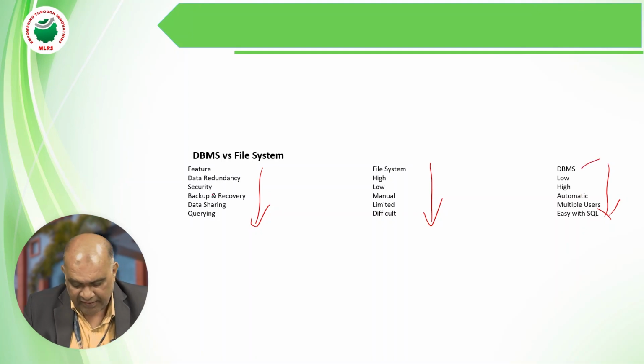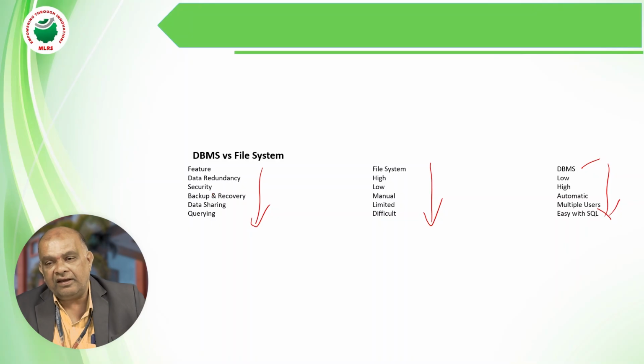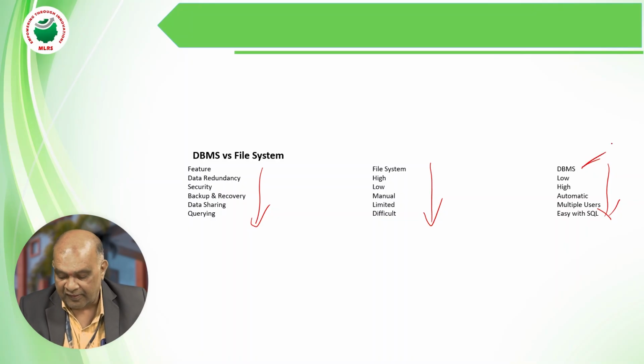So first one, data redundancy. Data redundancy is definitely high in the case of a file system than in the case of a DBMS, because in a DBMS we are going to totally remove the data redundancy. If data redundancy is there, then definitely our table will behave like a file system. So the data redundancy concept is completely lowered.